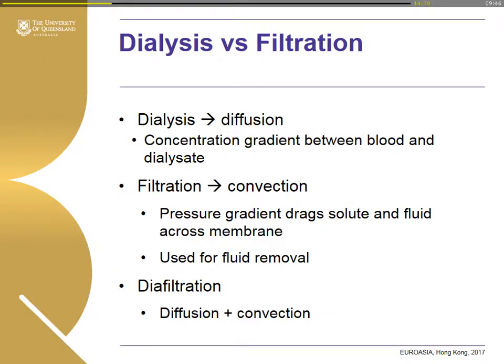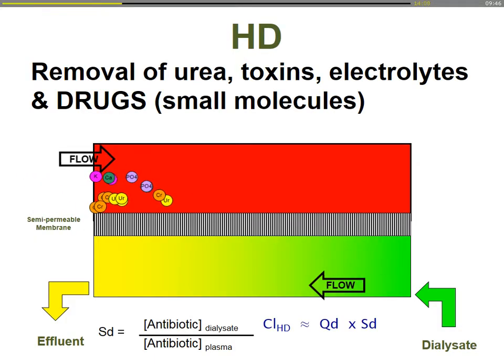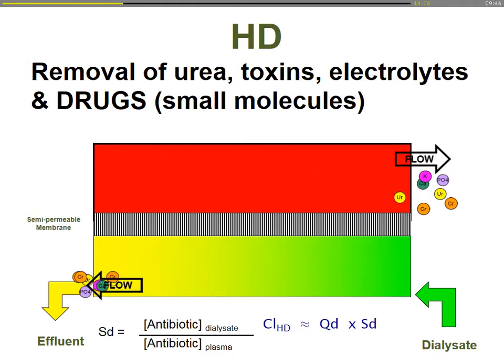Now, the relevance of this will come through on some of the later slides when I provide some of the specific data. Essentially, dialysis itself tends to clear smaller molecules than convection is able to clear. You tend to get a greater clearance of solute with a dose of renal replacement therapy which is a filtration approach. And with diafiltration, because you've got both processes occurring, you tend to get an even larger clearance of solute again.